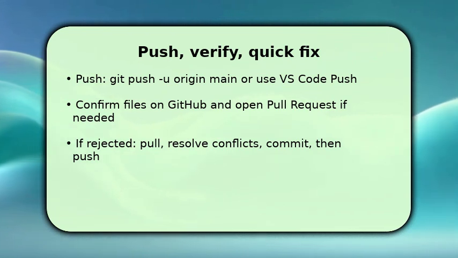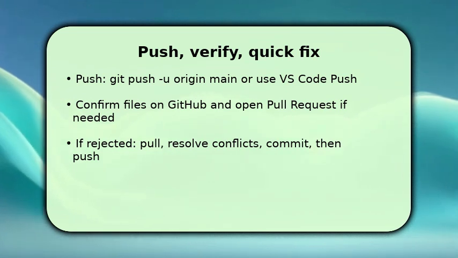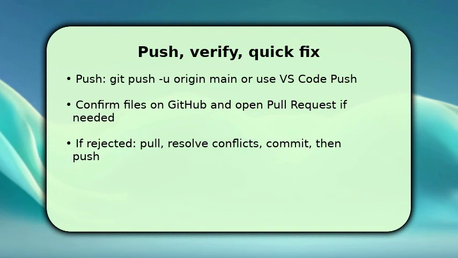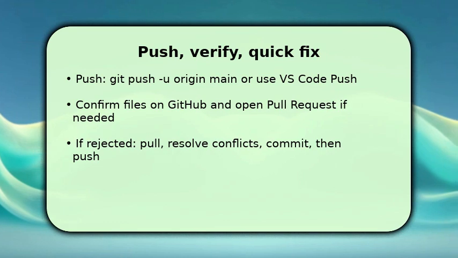If Git rejects the push because the remote has commits, pull first using git pull --rebase or via VS Code, resolve any conflicts, commit the resolution, and then push again. This sequence prevents diverging histories and keeps your project.